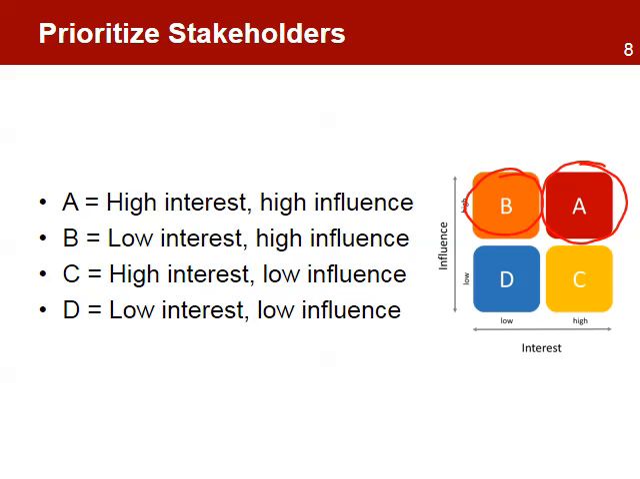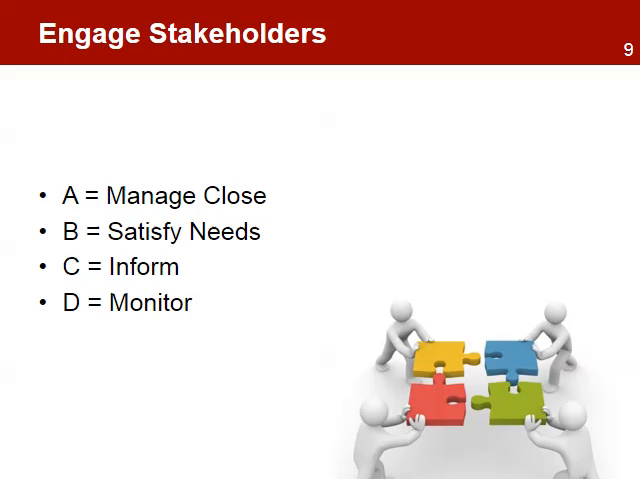Category B is for those stakeholders with low interest but a high influence, for example, the local government. Category C is for those stakeholders with high interest but low influence, for example, project beneficiaries. And Category D is for those stakeholders with low interest and low influence in the project. Each category has a different strategy to manage the relationships with the stakeholders.